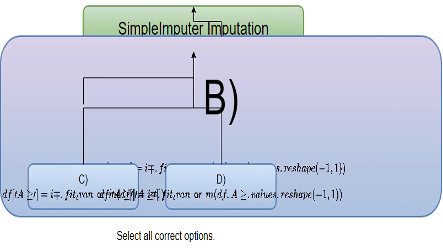I'm taking the age column from the data frame, converting it into a NumPy array using values, reshaping it into a column vector using reshape(-1, 1), meaning it creates a 2D array where the number of rows is automatically determined and the number of columns is 1. Then, I use imp.fit_transform to calculate the mean from the non-missing age values and replace the missing values with that mean. Finally, I assign the result back to the age column of the data frame.